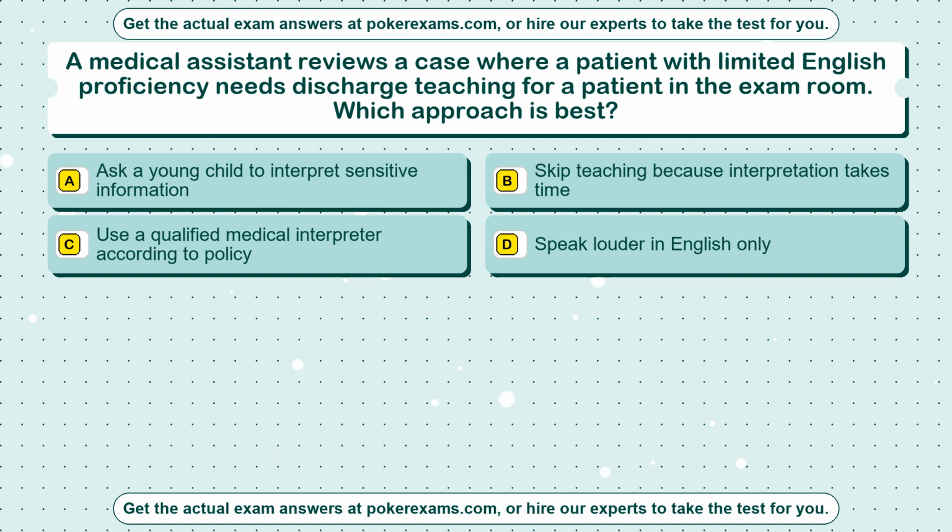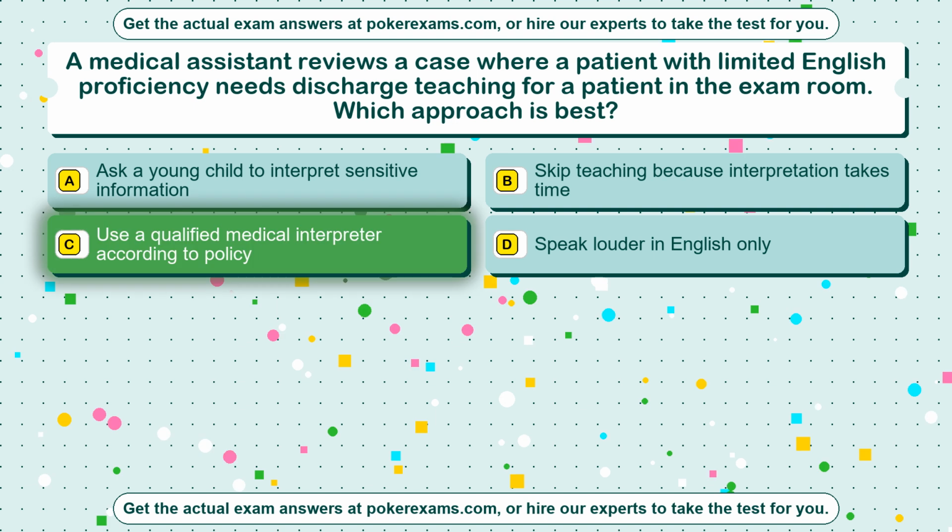Question 84. A medical assistant reviews a case where a patient with limited English proficiency needs discharge teaching for a patient in the exam room. Which approach is best? Option A, ask a young child to interpret sensitive information. Option B, skip teaching because interpretation takes time. Option C, use a qualified medical interpreter according to policy. Option D, speak louder in English only. The correct answer is option C, use a qualified medical interpreter according to policy.